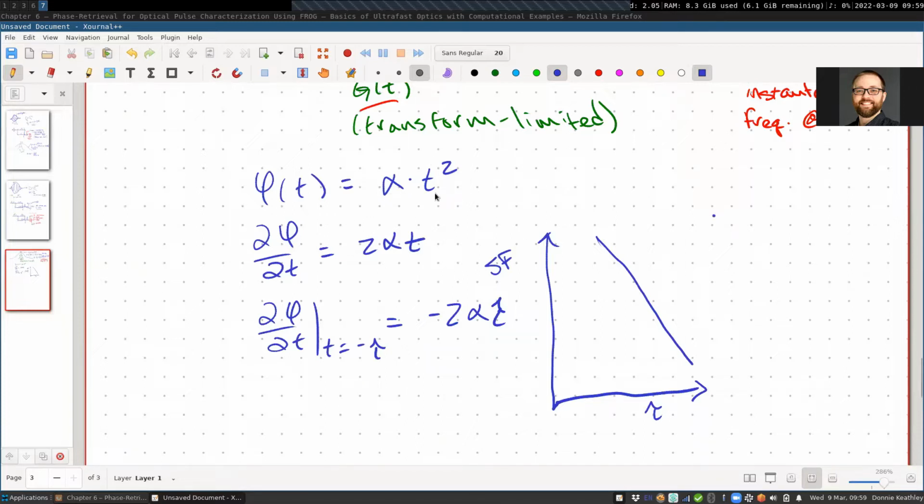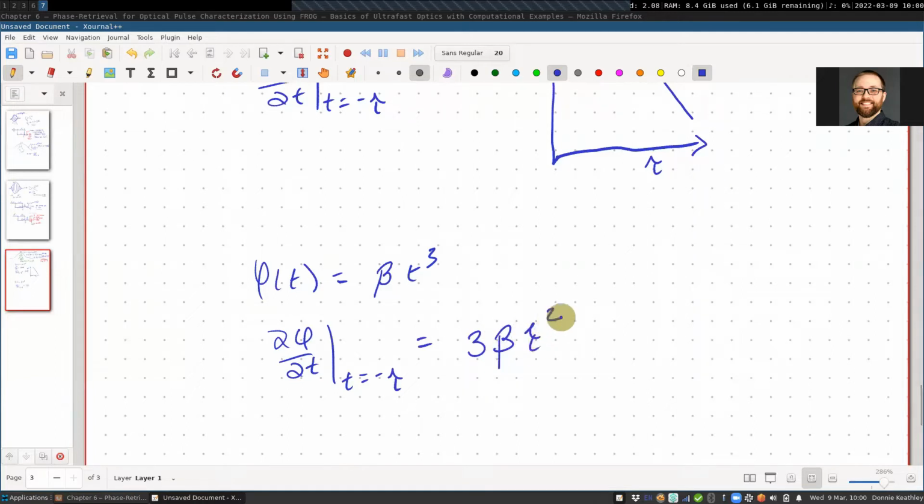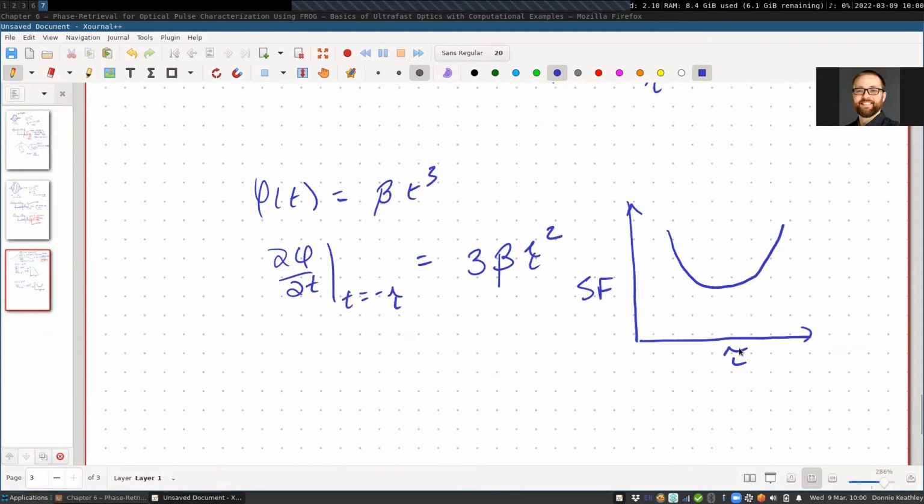Now, what if phi of t has a cubic term, right? So now what if phi of t is equal to, let's call it beta t cubed, right? So d phi dt at t equals minus tau is going to be equal to 3 beta tau squared. Now, it doesn't matter that tau is plus or minus because of the square. So you're going to have a quadratic term. So now you look at the sum frequency. Now we're looking at the central frequency, right? It's going to have a bandwidth to it, but you look at the sum frequency, it's going to do this as a function of tau, right?